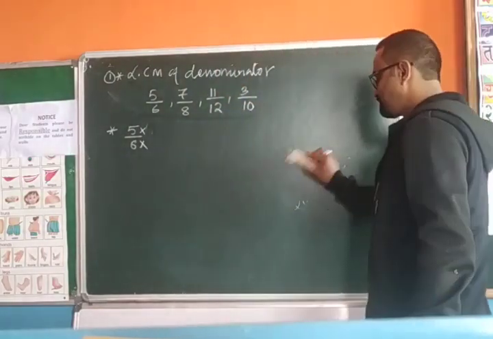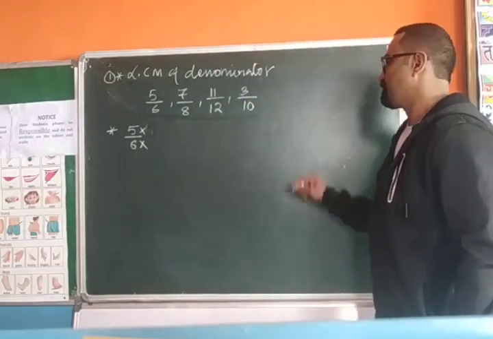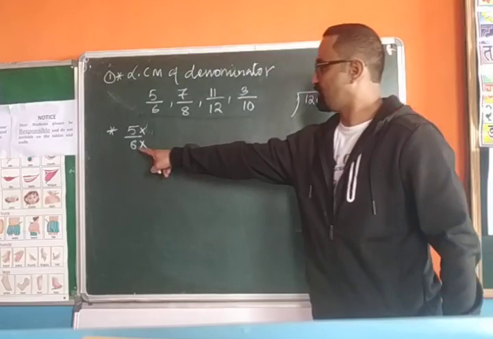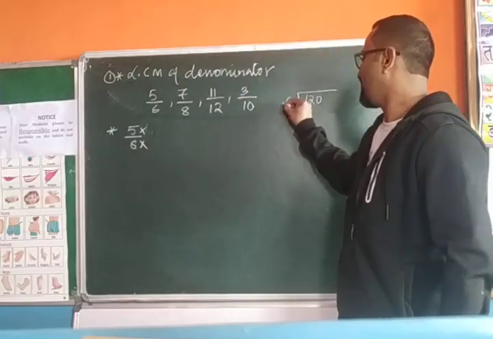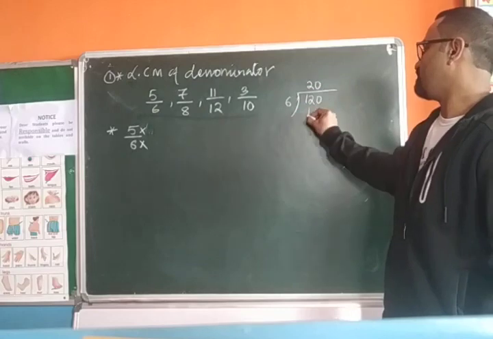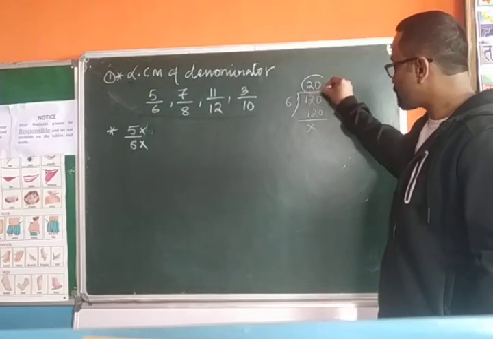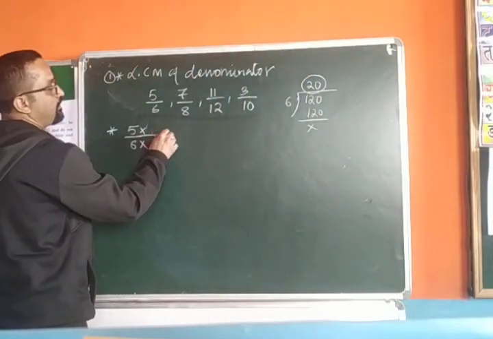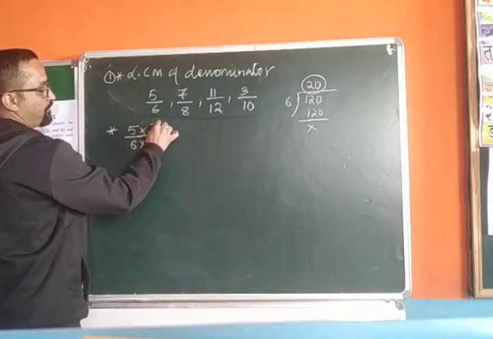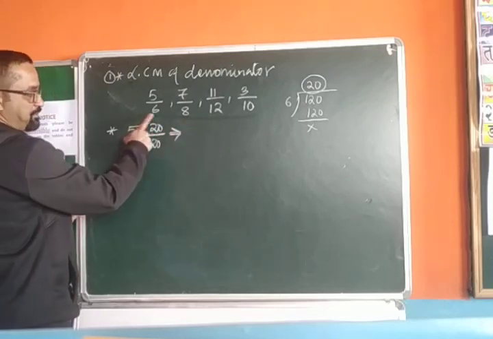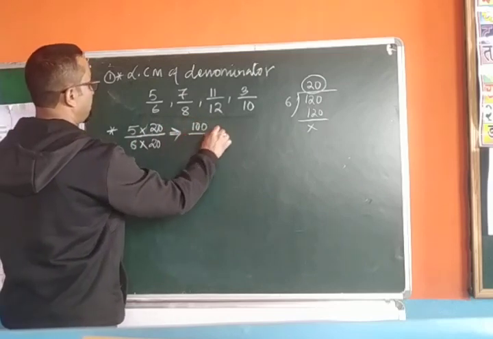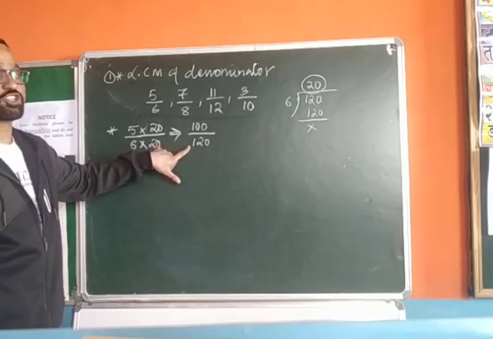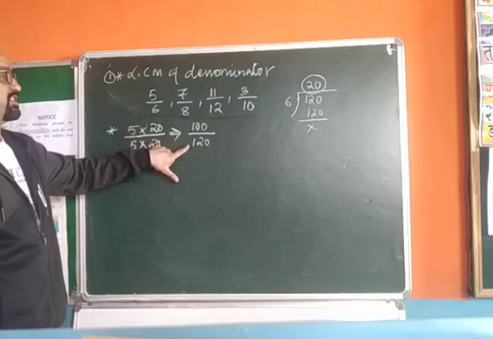You write the LCM 120 at the side. Divide this one by first denominator 6. 20 times is 120. What is the suitable number we get to multiply both numerator and denominator? It is 20. 5 multiplied by 20 is 100, divided by 120. The denominator has been converted to 120.